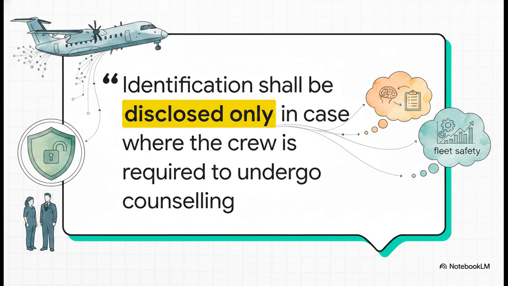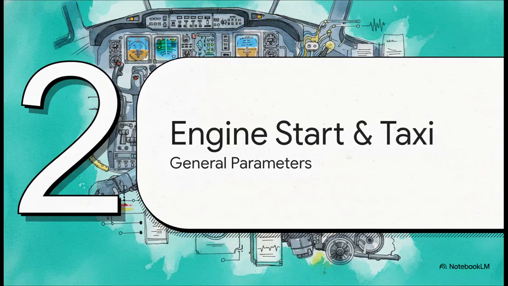So unless specific counseling or corrective training is absolutely mandated, the crew's identity stays completely protected while the data gets shared with engineering or flight ops to make the whole fleet safer. Moving right along to Section 2, Engine Start and Taxi, General Flight Parameters. Let's head over to the cockpit now and carefully examine every single general exceedance parameter.